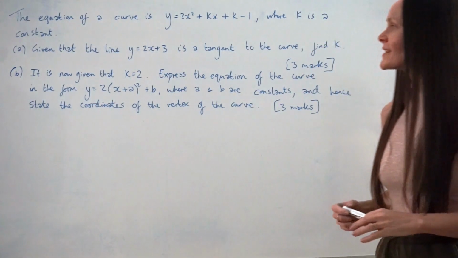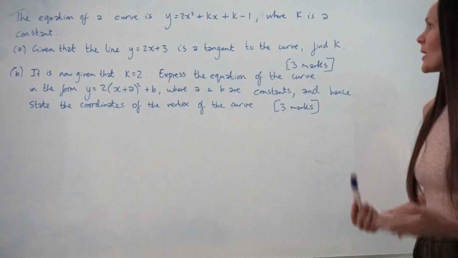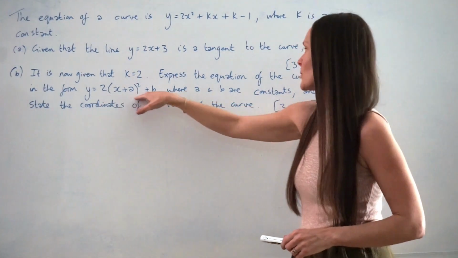In part B, it's now given that k is equal to 2, and we have to express the equation of the curve in this form here, okay, so in completed square form.